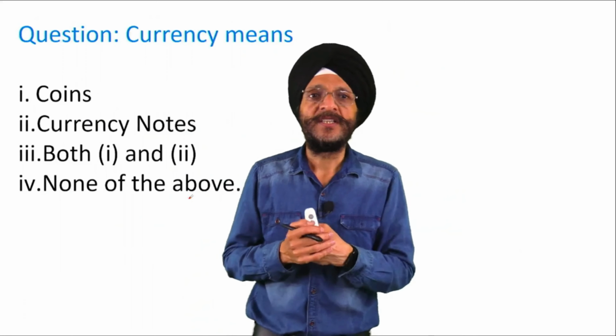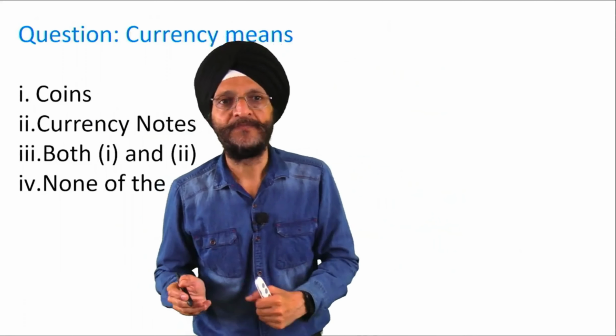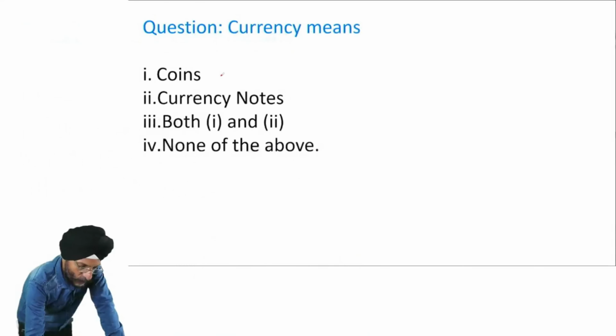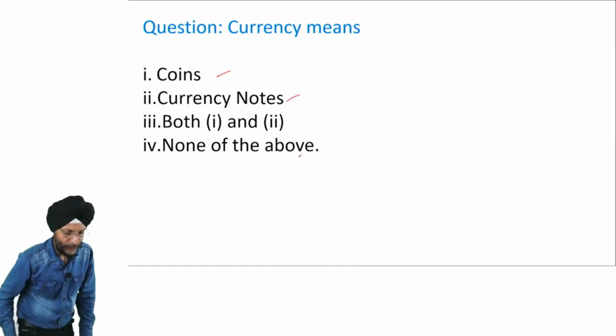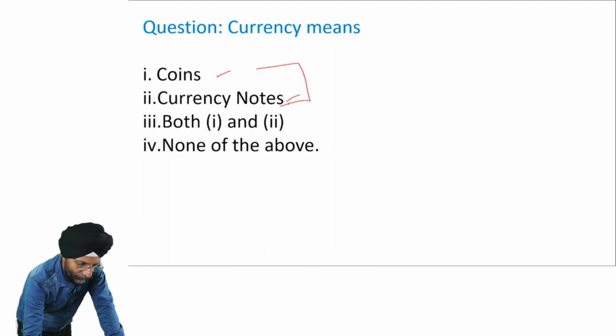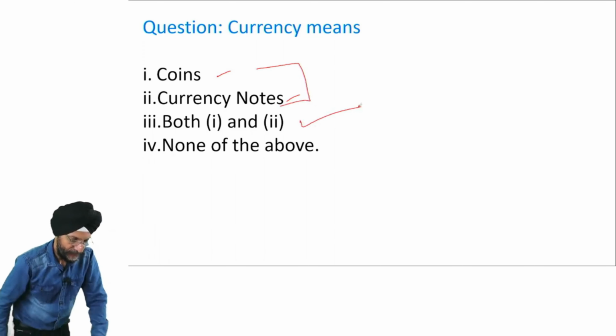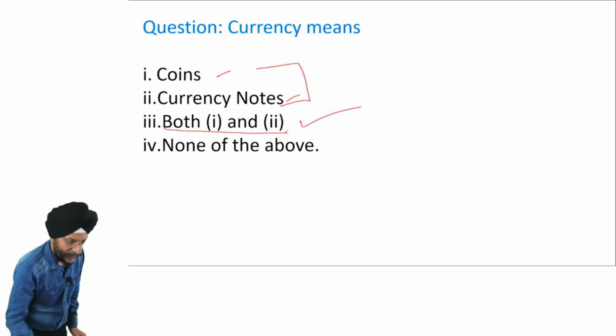Now the question is, what is the meaning of currency? Currency means coins or currency notes, both, or none of the above. Currency means both. The answer is third, both 1 and 2.